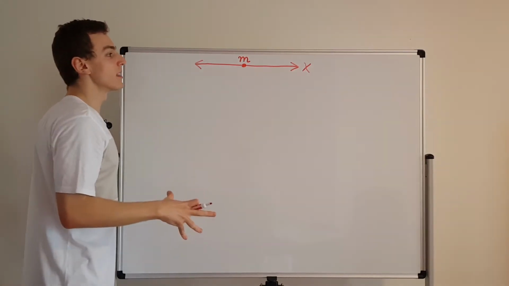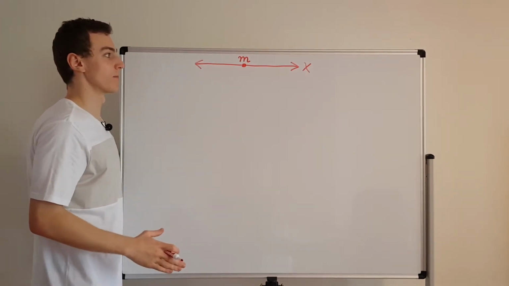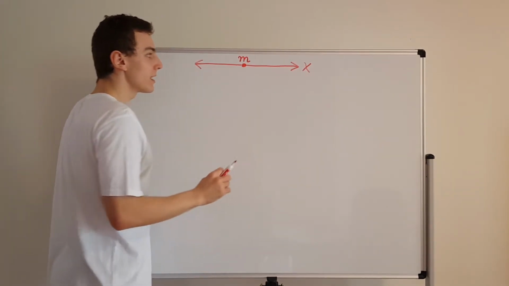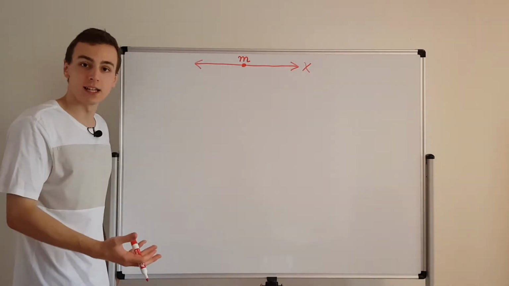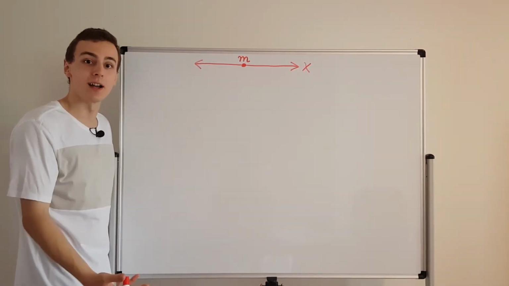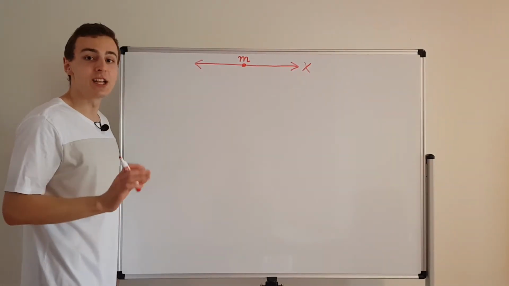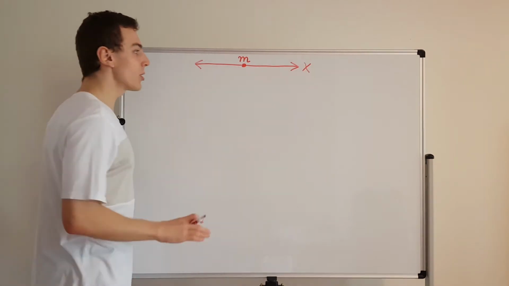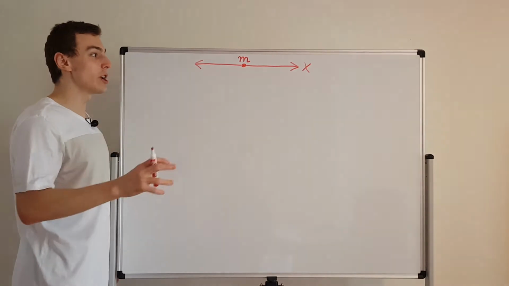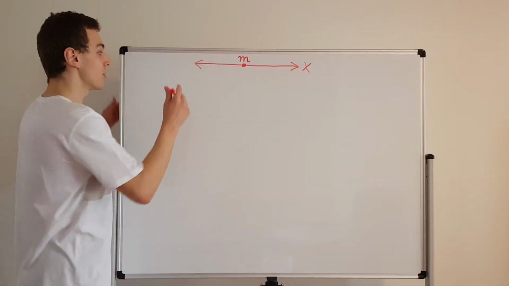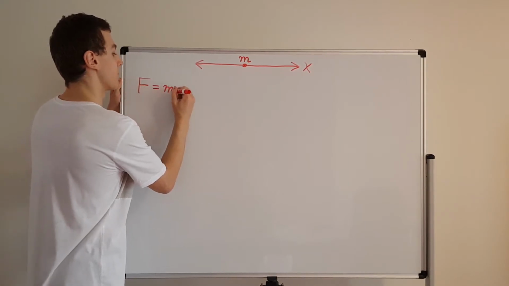Now let's take the Newtonian approach and try and describe the dynamics of this system. So what's our goal? We want to know the trajectory of the particle. So we want to know x as a function of t, the position as a function of time. So at any time, we can find the position given the initial conditions. So let's go ahead and write down Newton's second law of motion. That is the equation that is our starting point. So F is equal to ma.